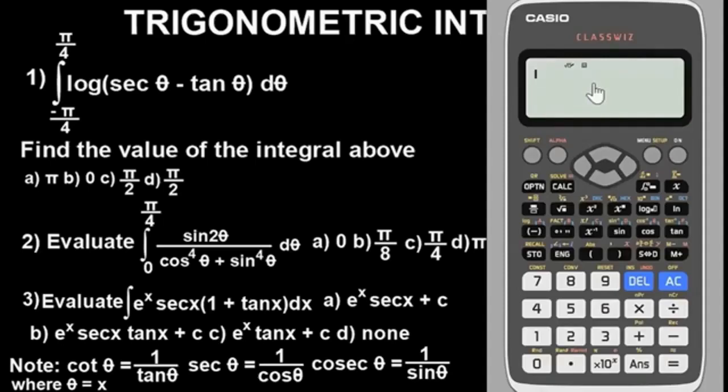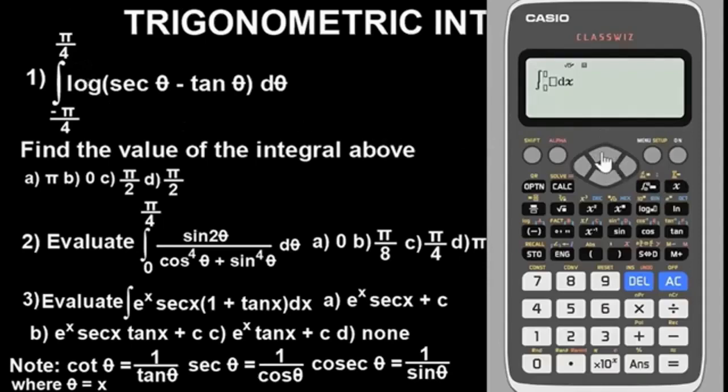So question 1 is definite integration. It is usually straightforward, guys. As you can see, find the value of the integral above: the definite integral of log in bracket sec theta minus tan theta, bracket close, d theta. Okay guys, so very, very straightforward. All you have to do now is to press this button that has the definite integral sign on it, and input the upper and lower limit respectively.